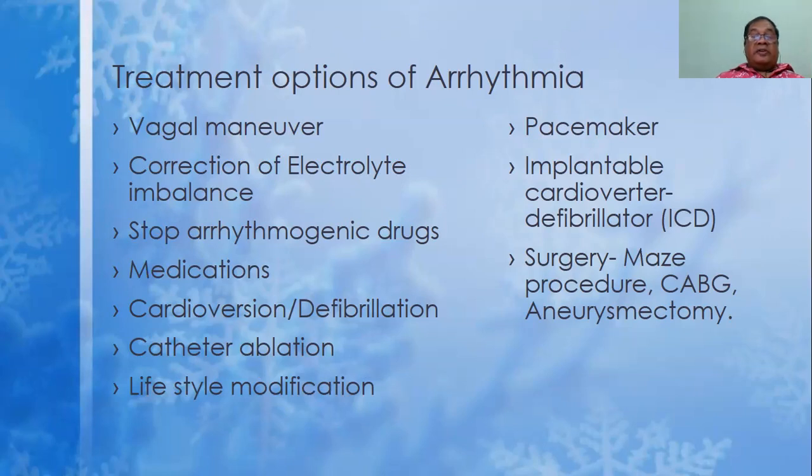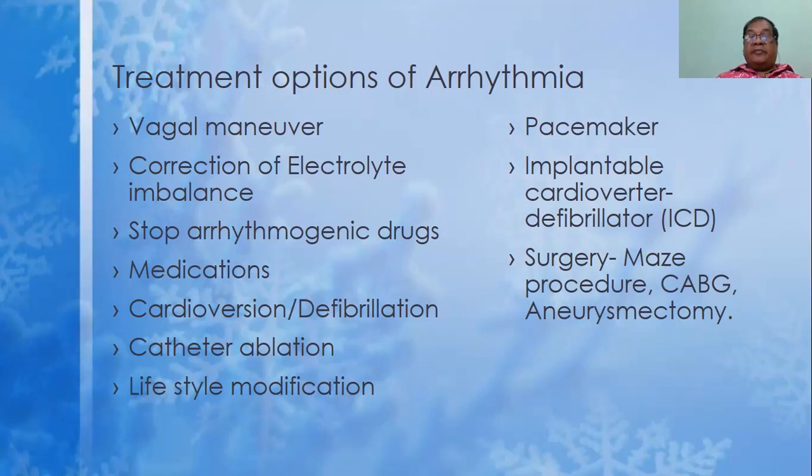And not only that, to get a long-term result for arrhythmia control, we'll have to modify the lifestyles. For example, smoking should be prohibited. Excessive consumption of caffeine, alcohol, etc. should be avoided. And correction of all the predisposing diseases that lead to this type of underlying pathology. For example, coronary heart disease, we will have to control the diabetes, hypertension, etc. to decrease the risk factor.